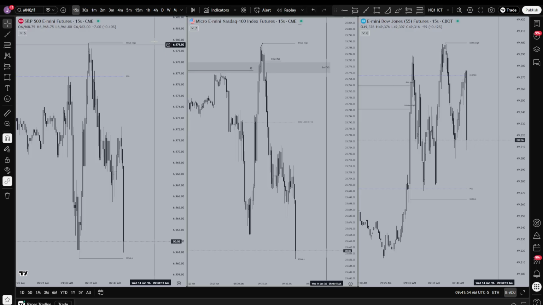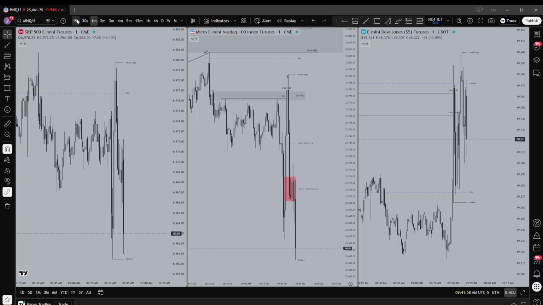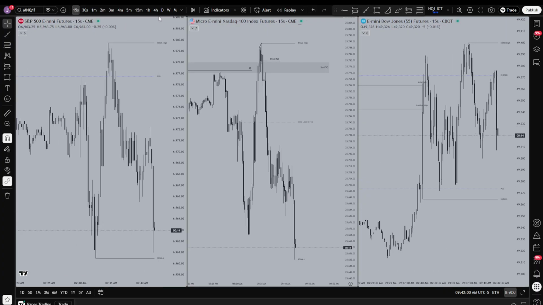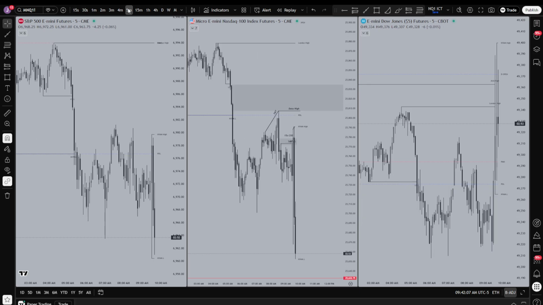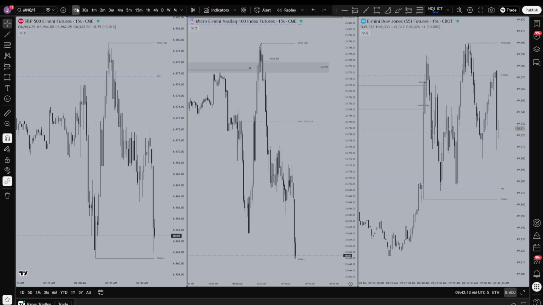Oh shit, I'm gonna go break even. Yeah, break even. Okay. We have an SMT at that low too, so solid break even. I think. Yeah, that's a good break even spot.